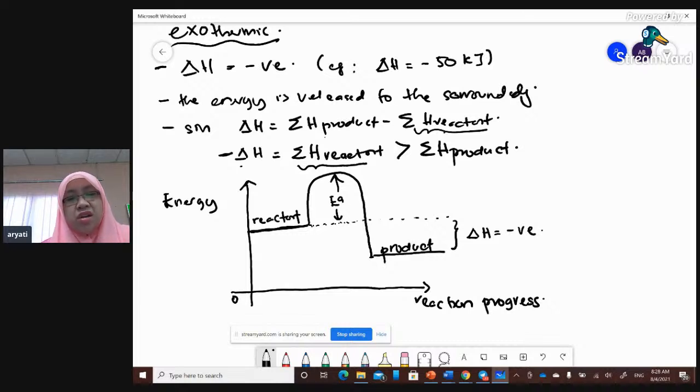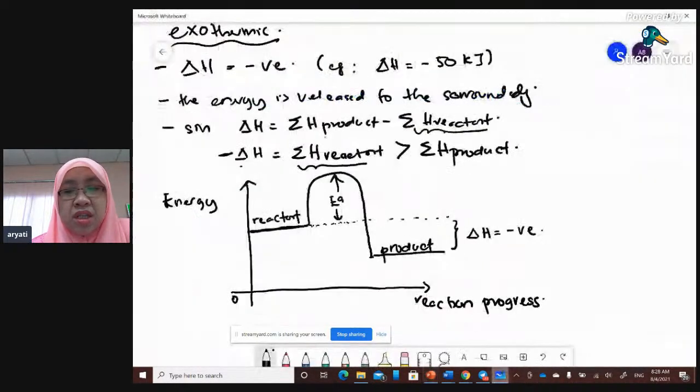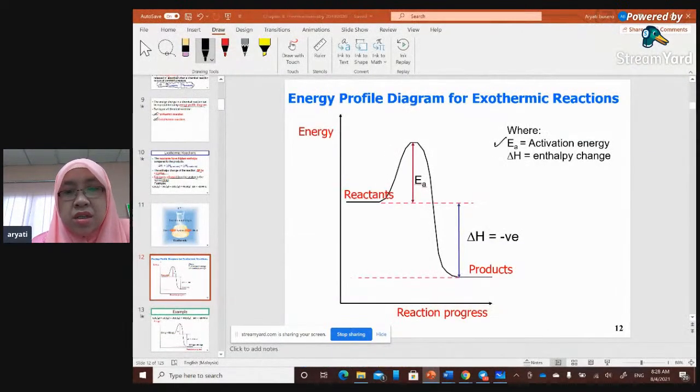So make sure at the end of the class you can draw the correct energy profile diagram as my drawing, macam lukisan saya ni. Okay, so EA is the activation energy. So kat sini delta H is the enthalpy change, so delta H negative.